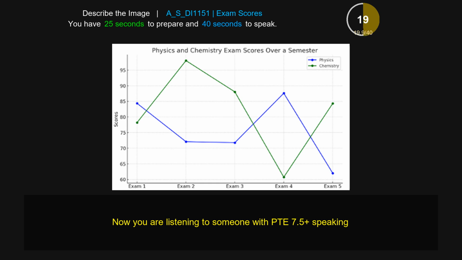Overall, we can see that in exam 1 and exam 2 there are differences at the high peak point of the chemistry, where the scores move to more than 95, and the physics scores decline from exam 1 to 3. After that, from exam 3 to 5, there is a boom again in the physics, and the chemistry goes lower.